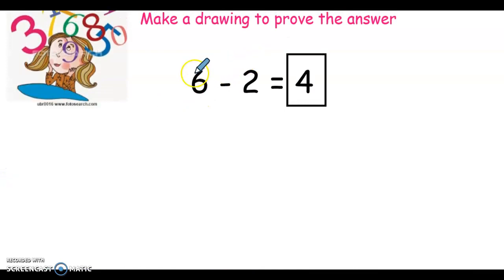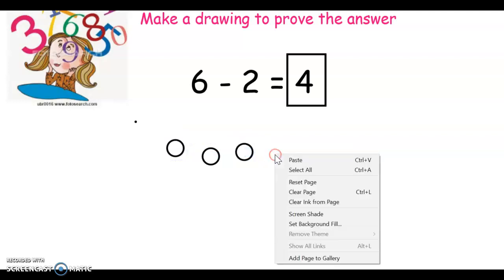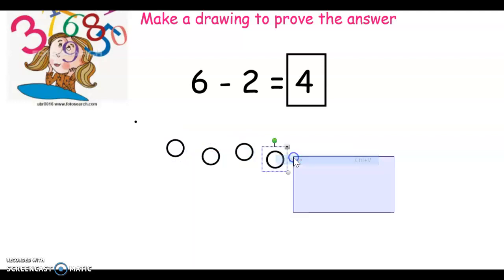So we're starting off with 6. If this was a math mountain, the 6 would be at the top. The 2 and 4 would be the partners at the bottom. So we're going to have 1, 2, 3, 4, 5, and 6.